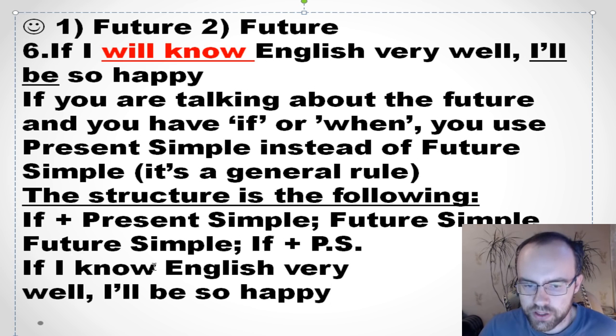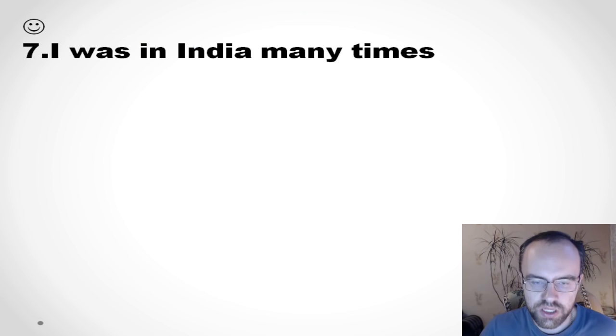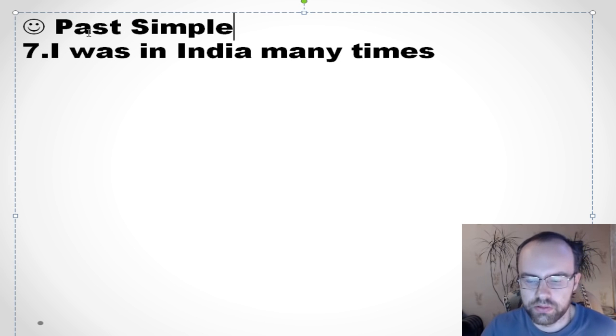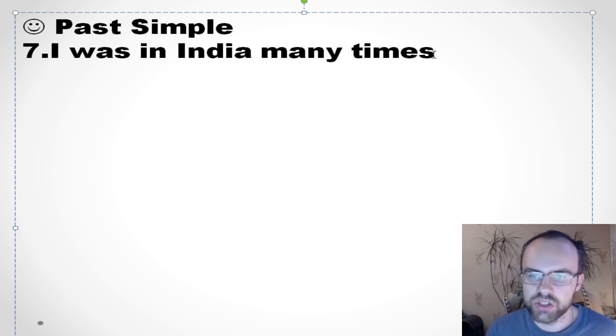But the most important thing is that you use present simple with if when you talk about the future. Good. Next. I was in India many times. Okay, so you see, it's past simple, and you think so. So what's wrong? The problem is that you need to use another tense. You need to say it in present perfect.